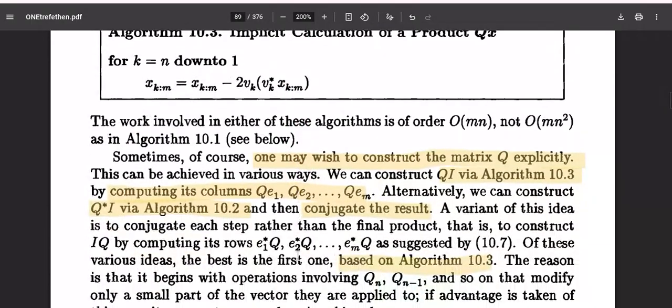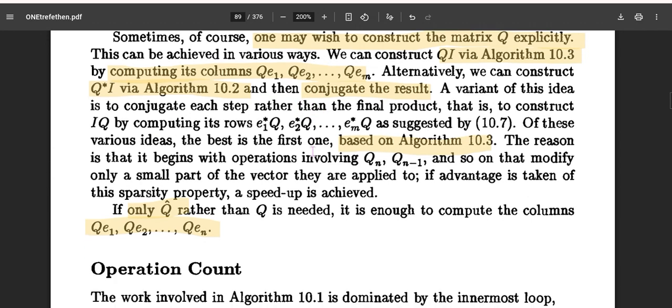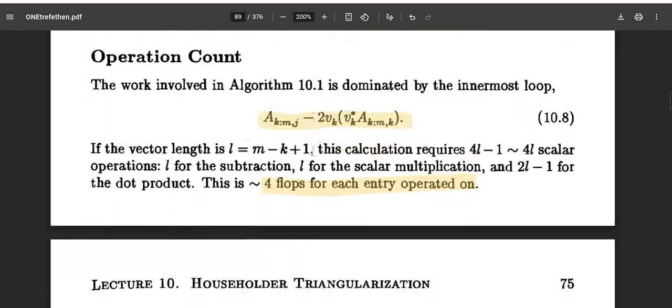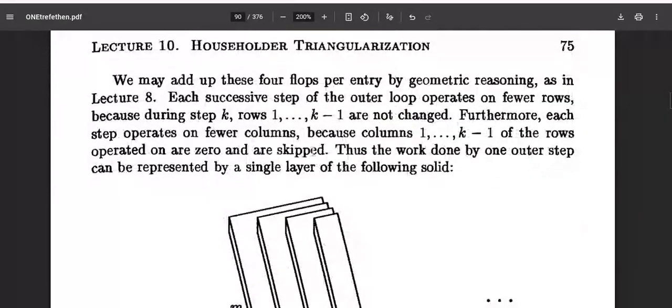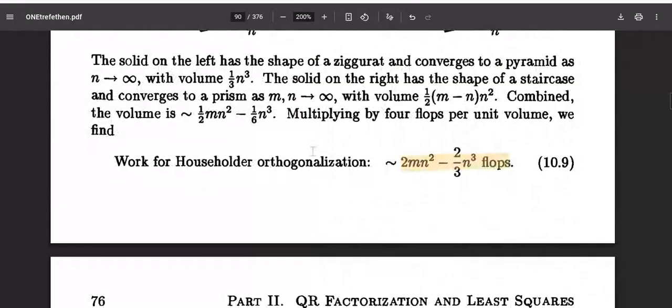If we are applying 10.3, it is straightforward: we use e1 to em from left to right. But if we are using 10.2, it will be the other way of computing Q star I, then taking the conjugate to get the result. The operation count is going to be around n cubed operations, and we are not going to go deep enough into how the flops are computed.